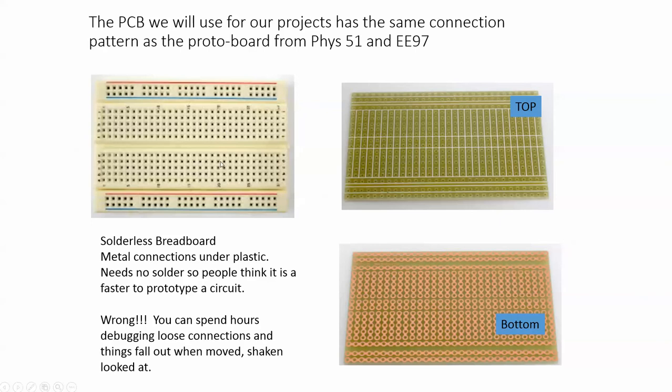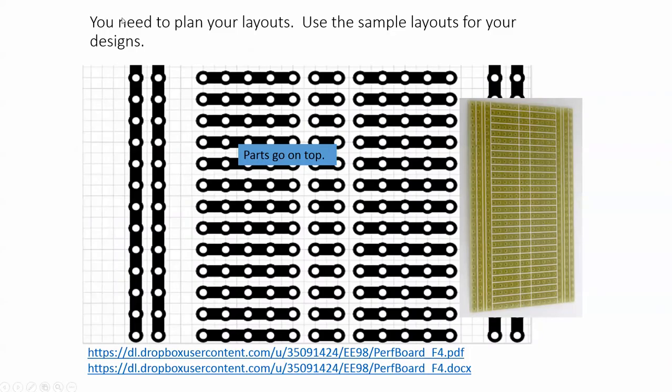A lot of people think that because you don't need to solder it, this is a very quick prototyping tool, but you can spend hours debugging loose connections, things fall out when moved, and as soon as you put it into your book bag, your project will stop working. It really is better to plan out what you're going to do and then solder it in, and then testing becomes a lot easier. So you do need to plan your layouts, have these attached sheets that match this protoboard, and you can just do things by hand.